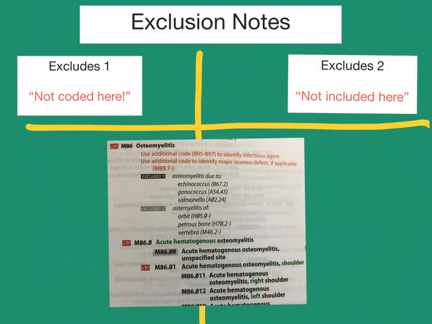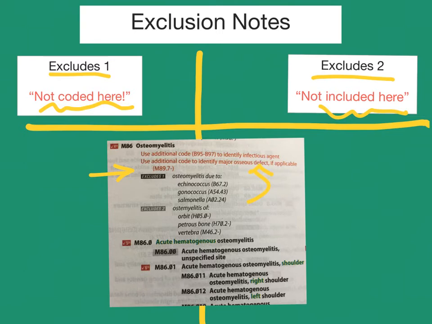Let's first look at exclusion notes. An excludes one note means not coded here, while an excludes two note means not included here. So what's the difference? Taking a closer look here in the tabular list for M86 category osteomyelitis, excludes one means that the excluded code should never be used at the same time as the code above the note.